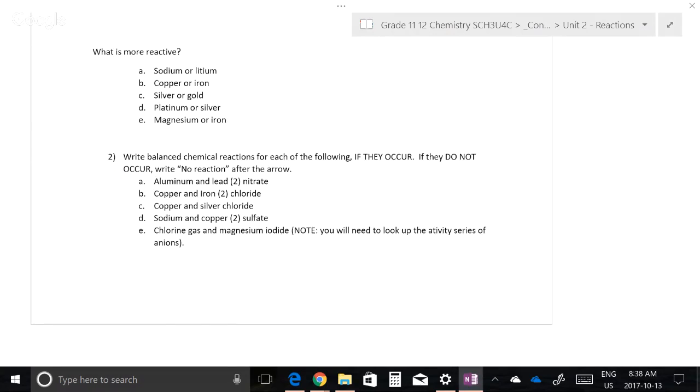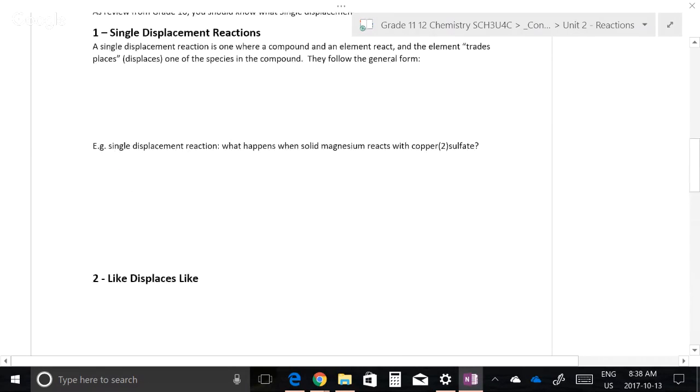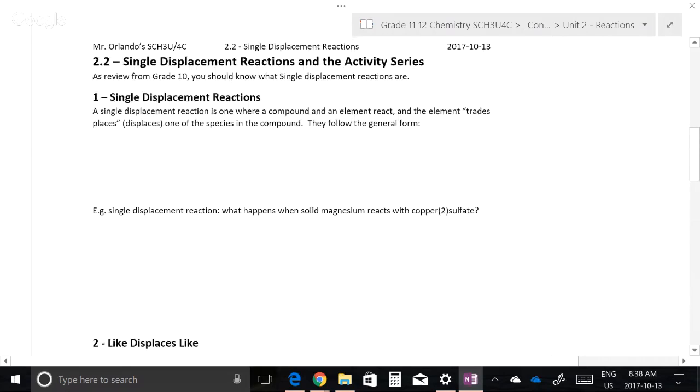Okay, so there's an example there for you to do. Hey, we're back together now. Look at that. I never doubted me. So I want you to do solid magnesium reacting with copper(II) sulfate. Give that a try. Solid magnesium with copper(II) sulfate.